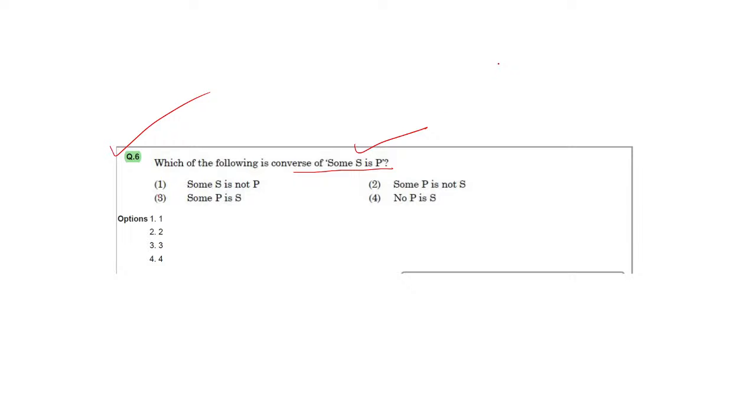Converse, inverse, and contradiction. Suppose P implies Q. What is the inverse? What is the converse?